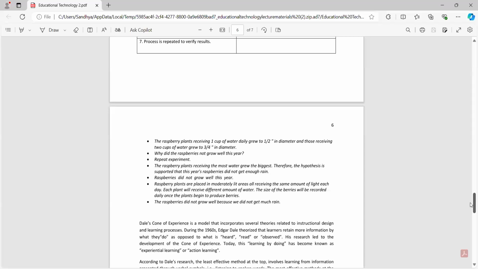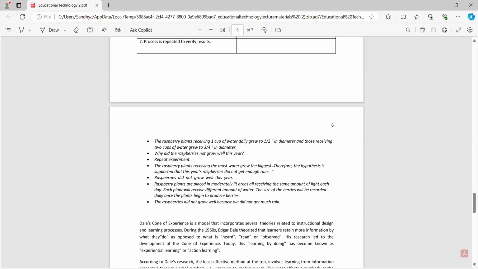Repeat experiment. Conclusions are made there. What is the conclusion here? The raspberry plants receiving the most water grew better, therefore the hypothesis is supported that this year's raspberries did not get enough rain.